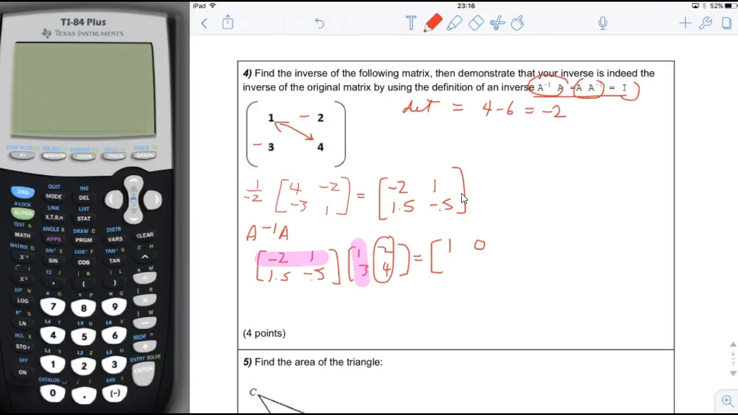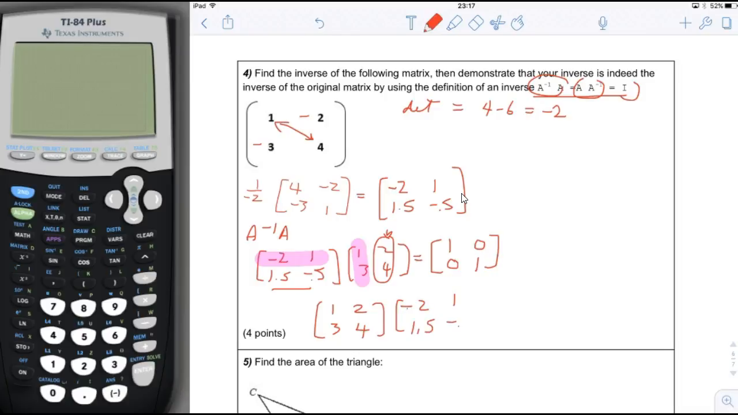1.5 times 1 is 1.5. Negative 0.5 times 3 is negative 1.5. Good. Now finally the bottom row times this one here. So it's going to be 1.5 times 2 is 3. Negative 0.5 times 4 is negative 2. So 3 minus 2 is 1. Hey, it worked out. It created the identity matrix, which is a matrix which has 1s along the diagonal and 0s everywhere else. Now, finally, the last thing I need to do is prove that this direction also works out to be the identity matrix.